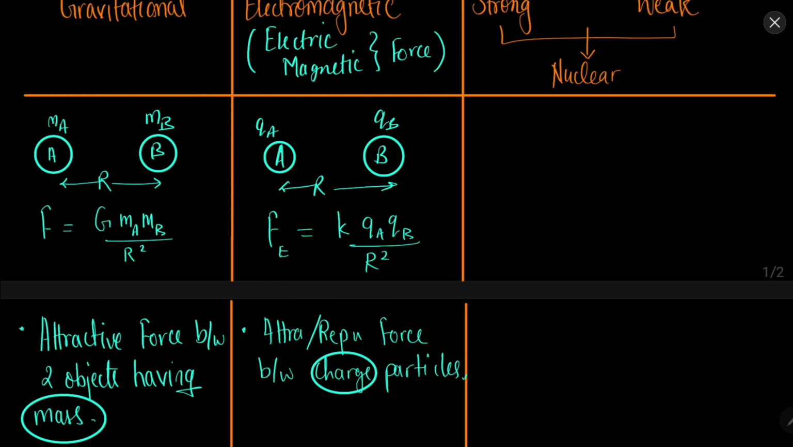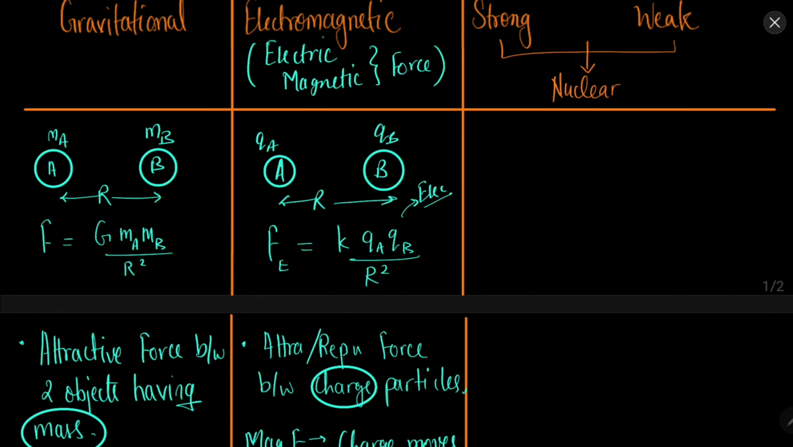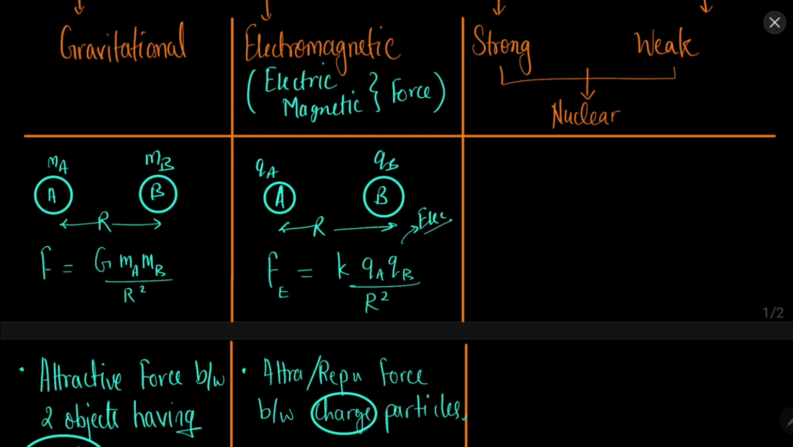Magnetic force is also due to the motion of charges. This is the electric or electrostatic force, and what about the magnetic force? The magnetic force arises when the charges are moving. So it is due to the motion of charges. So electromagnetic force is due to the motion of charge or because of the presence of charge, and it can be attractive or it can be repulsive.